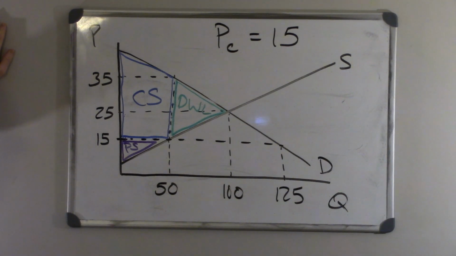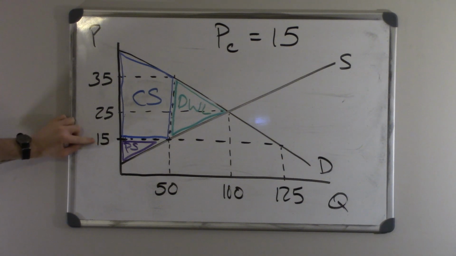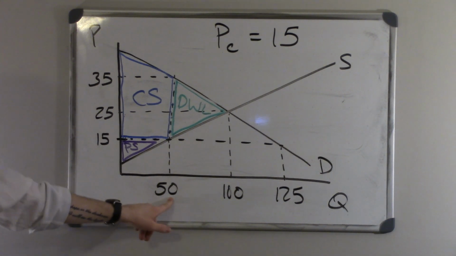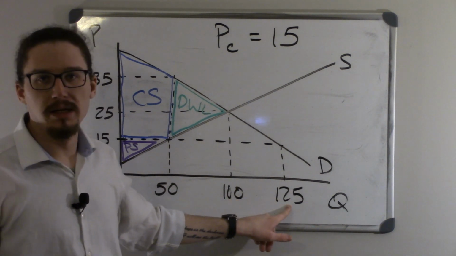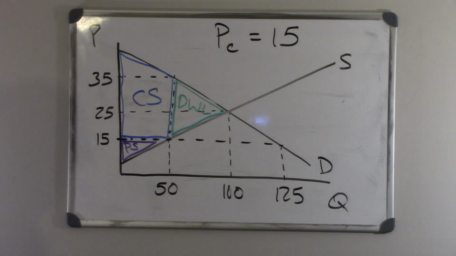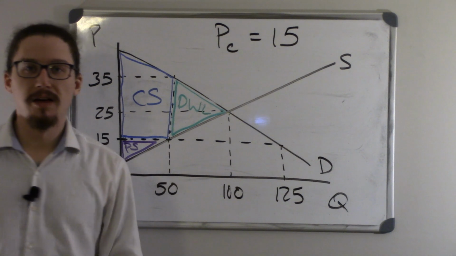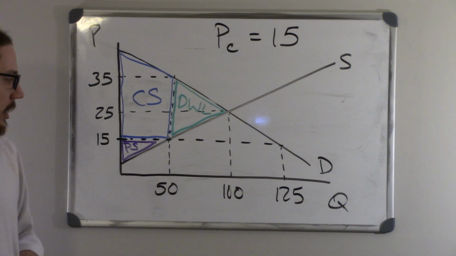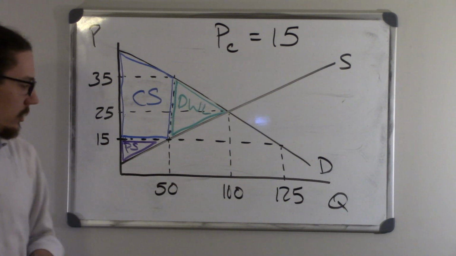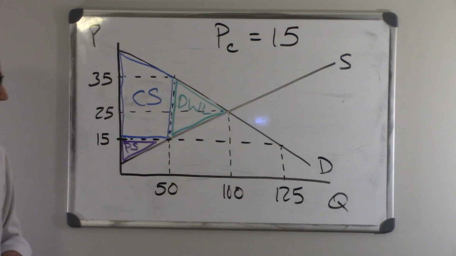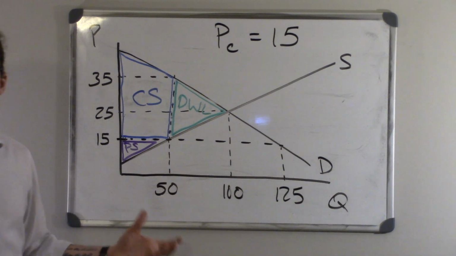Because at the equilibrium price of 25, there were 100 units being sold. When we changed the price with our price ceiling to 15, now the quantity supplied is 50, the quantity demanded is 125. So one, there's a shortage of 75 units. The size of the shortage would be the difference between quantity demanded and the quantity supplied.